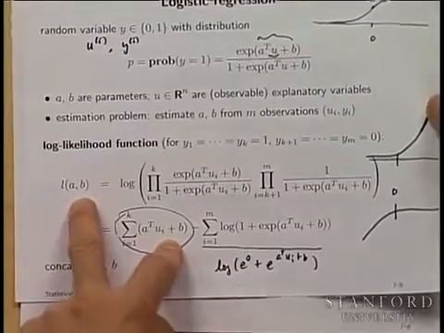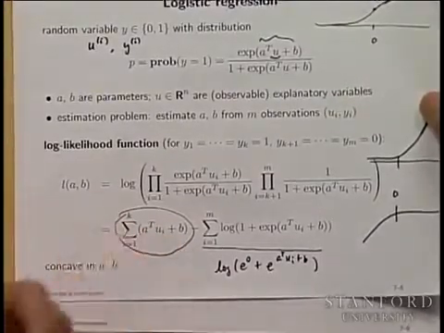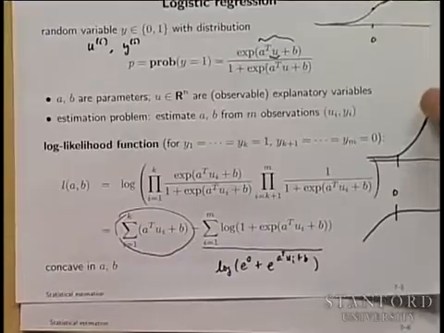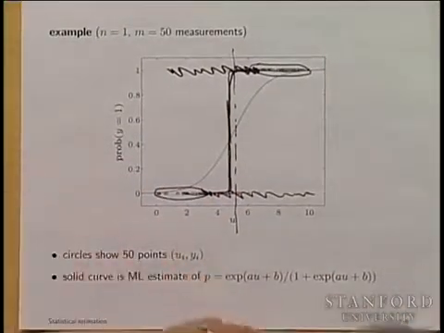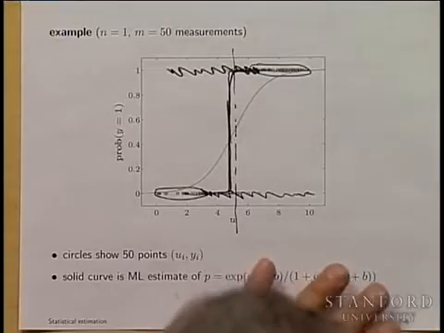It basically means you can make the log likelihood function as large as you want. And that corresponds to this perfect separation like this. So, I mean, you have to check me on this.